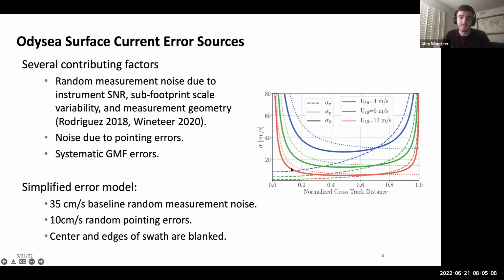the red line. So what we've done in the measurement simulator, at least the simplified version of the measurement simulator, we've put in a 35 centimeter per second baseline random measurement noise, 10 centimeter per second random pointing error, and blanked the center and edges of the swath where the measurement errors exceed what we think is acceptable, which is typically 50 centimeter per second.